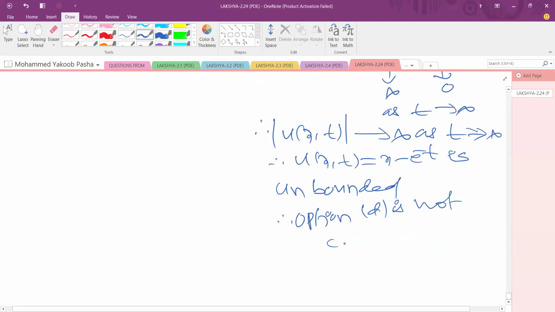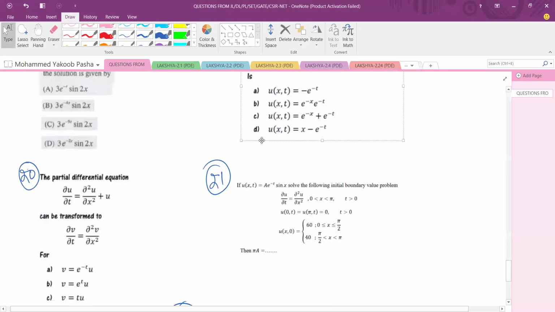Wrong. Yes, wrong. Option D is wrong. Okay. Now we go for another problem. That is the CSIR NET 2013 problem I am taking here. This one.